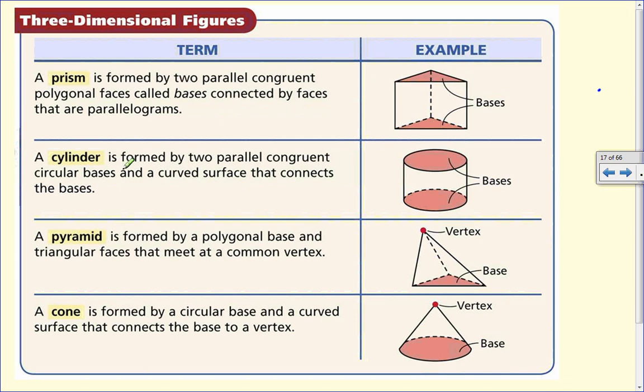And we're going to talk about different types of prisms in a moment. A cylinder is just two circles that are congruent, connected by a curved surface. A pyramid is formed by a polygonal base, and in this case it's triangular, but we'll see there's other kinds of pyramids as well. And a cone is simply a circle with a curved surface. Pause, jot these down.